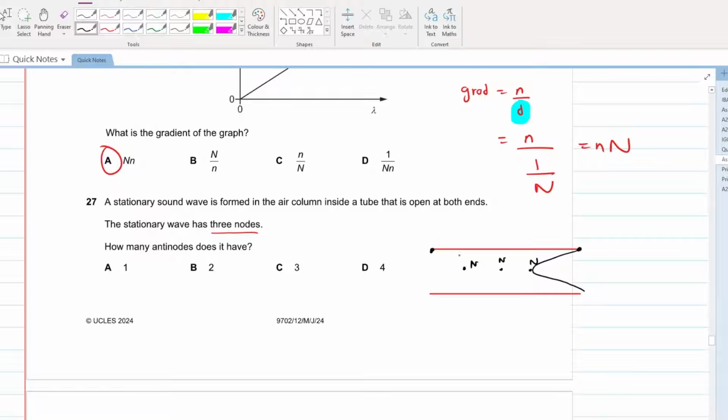So, somewhat like this. This is your antinode, antinode, antinode, antinode. How many antinodes? Four antinodes. Simple. The answer is D. Let's further move ahead.